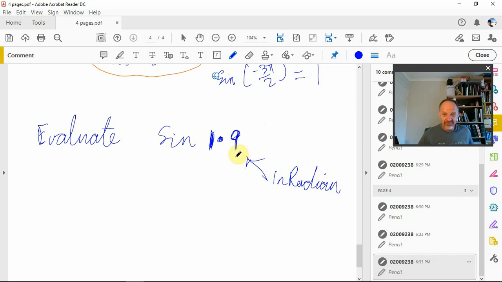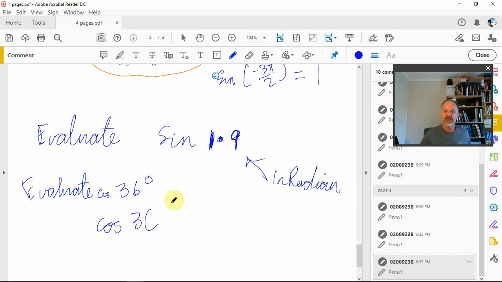Always, and this is the way VCAR does it, always, always, always, if it's degrees, the degree sign is there. So if it said evaluate cos 36, and it had a little degree sign up there, it would be degrees. But if it said evaluate cos 36, and no sign up there, then that would be in radian.